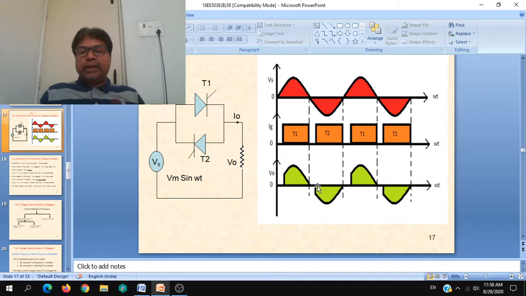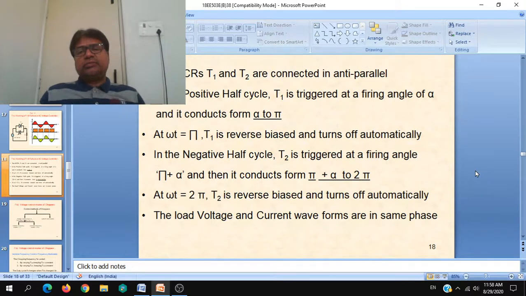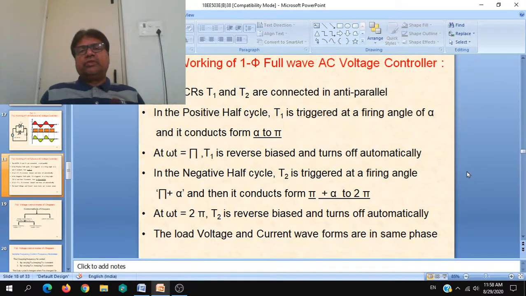gate triggering pulse will be applied at an angle of pi plus alpha, so it will conduct only from pi plus alpha to 2 pi. Again at 2 pi, at zero crossover, SCR2 will be turned off. At 2 pi plus alpha, SCR1 will be fired again. That is how the cycle continues. So that is the explanation for the working of single phase full wave AC voltage controller or regulator. You need not write anything else like applications, advantages, all those things, according to the question. That is enough.